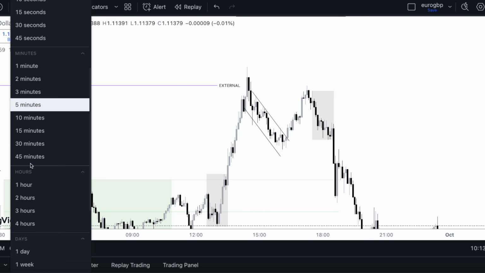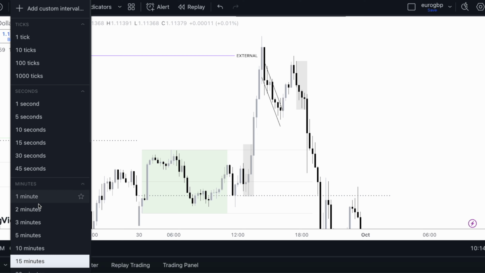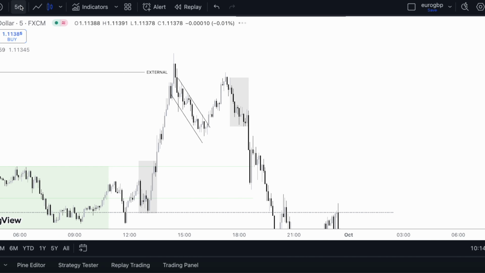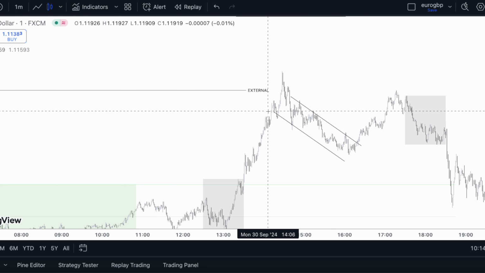So we'll mark out our POIs. Let's see on the 15-minute time frame, we do not have anything. On 5-minute as well, we do not have anything. Let's go down to 1 minute. So what do you see on the 1-minute time frame?